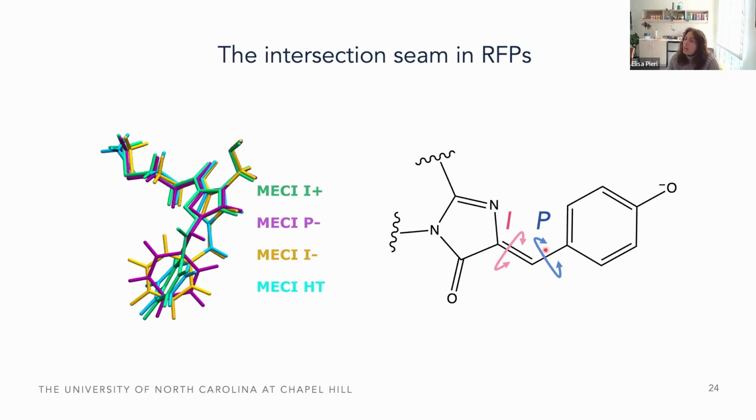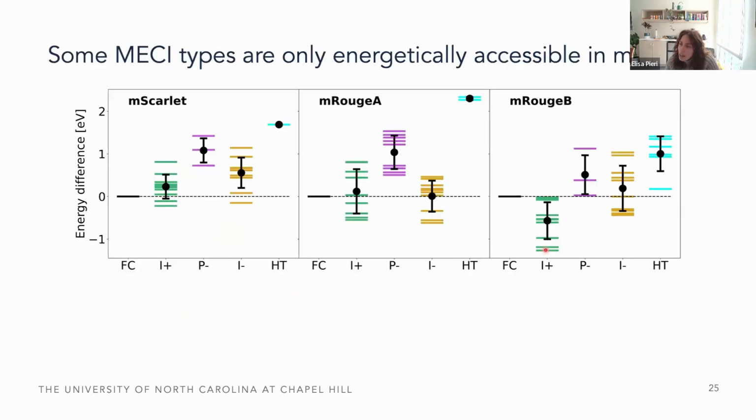So, 4 different types of conical intersections. Now, this is the important plot here. These are representing the energy of these conical intersections with respect to the Franck-Condon point. And the black dots are the average, and the standard deviations are the error bars.